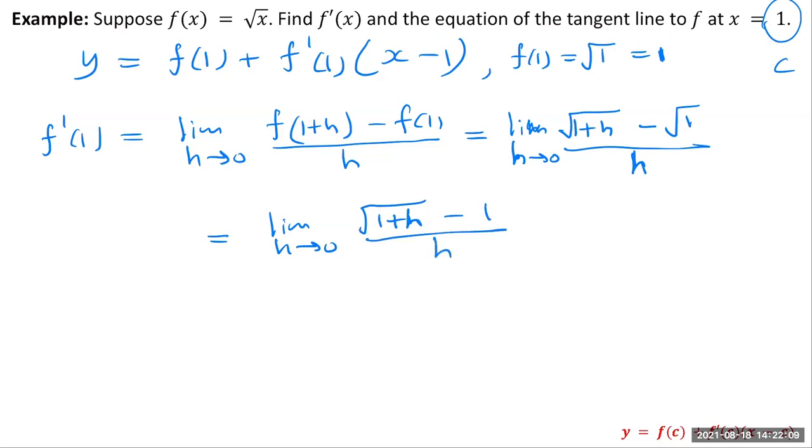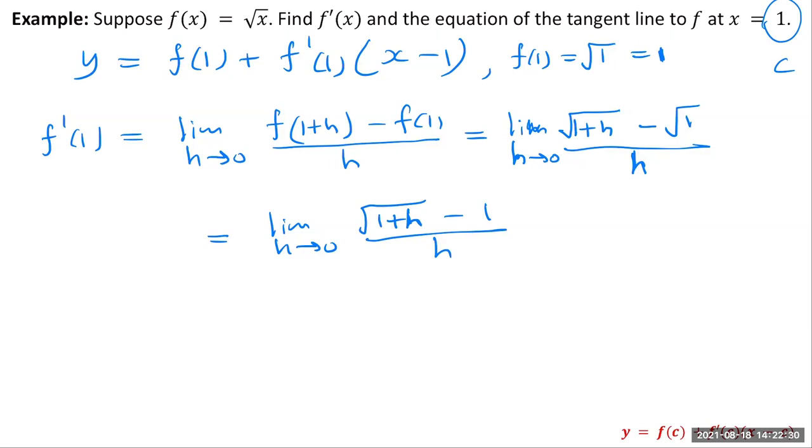Now we have a problem. What is the problem? You cannot find this limit straight away. You cannot plug in h equal to 0. If you plug in h equal to 0 in the top, you get square root of 1 minus 1, which is 0. In the bottom also, you get 0. So you need to find some sort of strategy to find this limit.